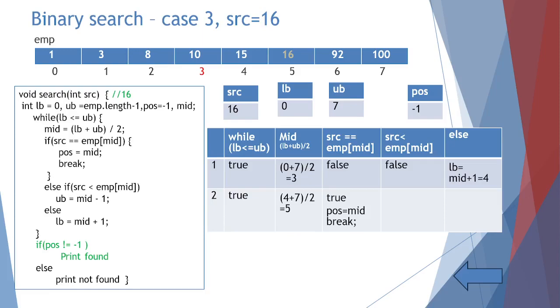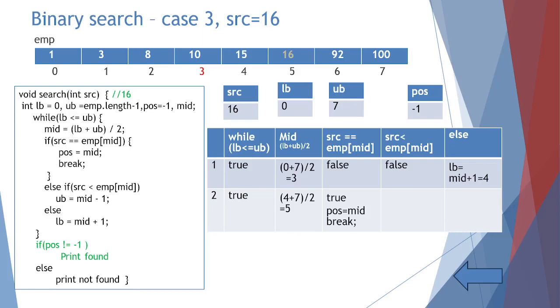In this case, search element is 16. LB is 0, UB is 7, position is -1. While LB less than equal to UB, 0 less than equal to 7, true. Only 2 iterations in this case. Let's see. First time true. Mid is LB plus UB divided by 2, that is 0 plus 7 divided by 2 equals to 3. Every time we run the program, because the search space is 8, it becomes 3 only.